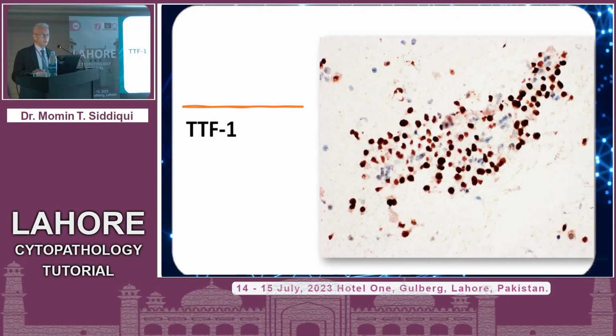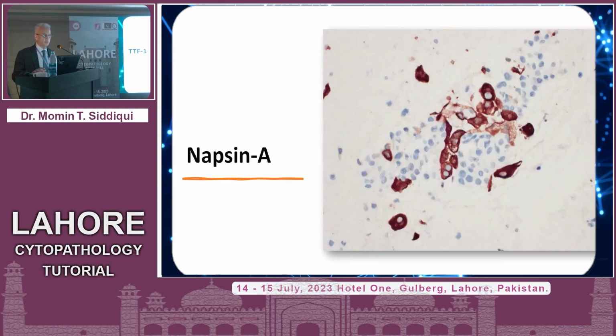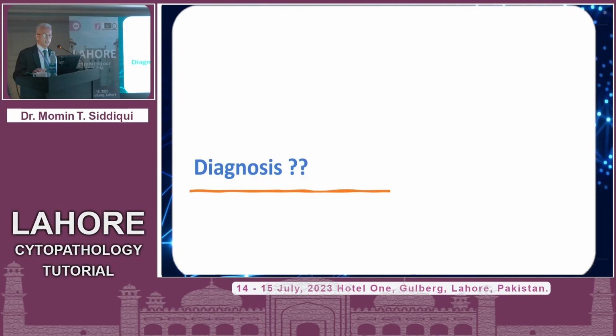TTF1 was done. I've been propagating this as a marker for lung adenos, so I think it's a slam dunk case. Napsin, this is another marker used for lung primary tumors, but here there is staining, but some of those cells are not picking it up. But again, I think we can call this positive. So two stains used. We have an answer, diagnosis. So what's the call?